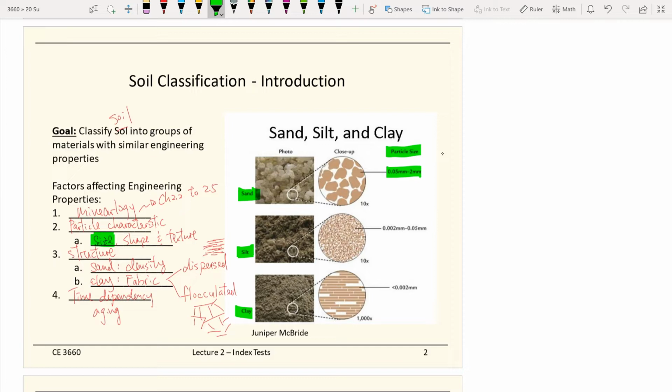And for clay, it's very small. Clay particles in general are less than 0.002 millimeters. This is a typical clay size, and you cannot even see it with your eyeball. They are card-shaped or sheet-shaped particles stacking on top of each other to form the clay soils. And in between the sand and clay, we have the silt, and the size of silt is in between the sand and clay.